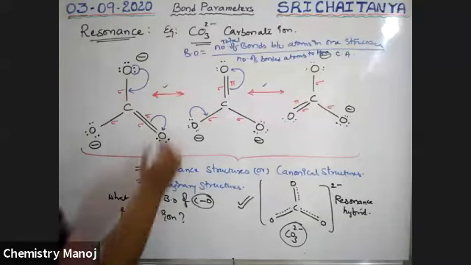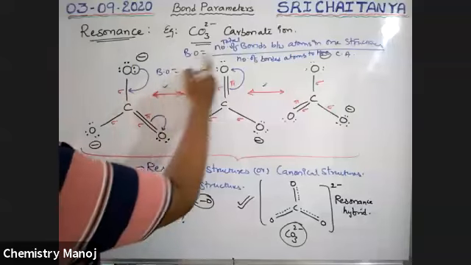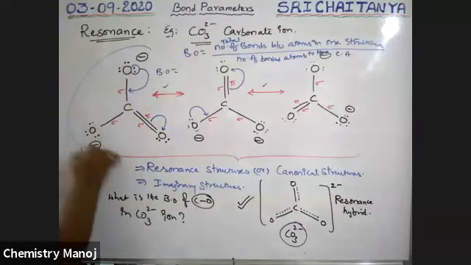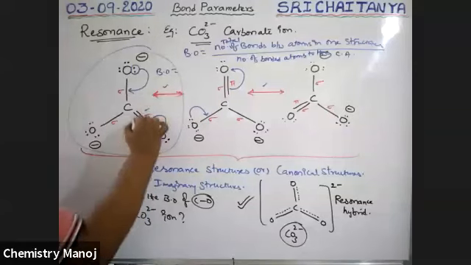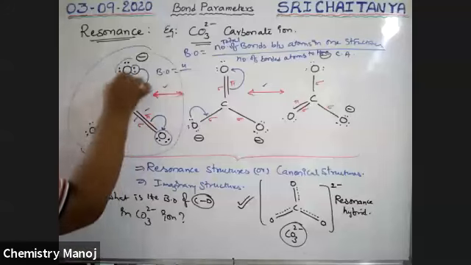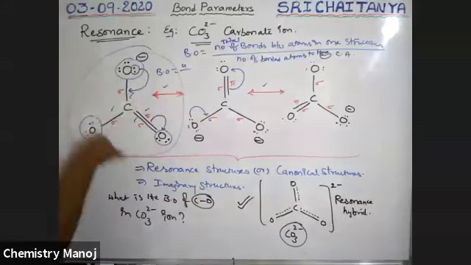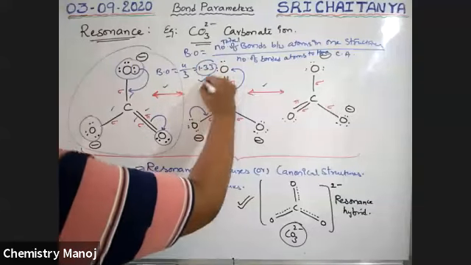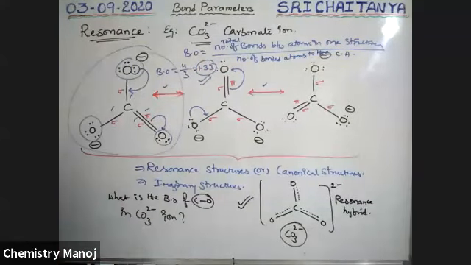See boys, now bond order is equal to total number of bonds between two atoms. I am considering this is the canonical structure, boys. 1, 2, 3, 4. Total 4 bonds are there. Now this is one atom, this is another atom, this is another atom. 3 atoms are surrounded. It is 4 by 3. 1.33 is the bond order.